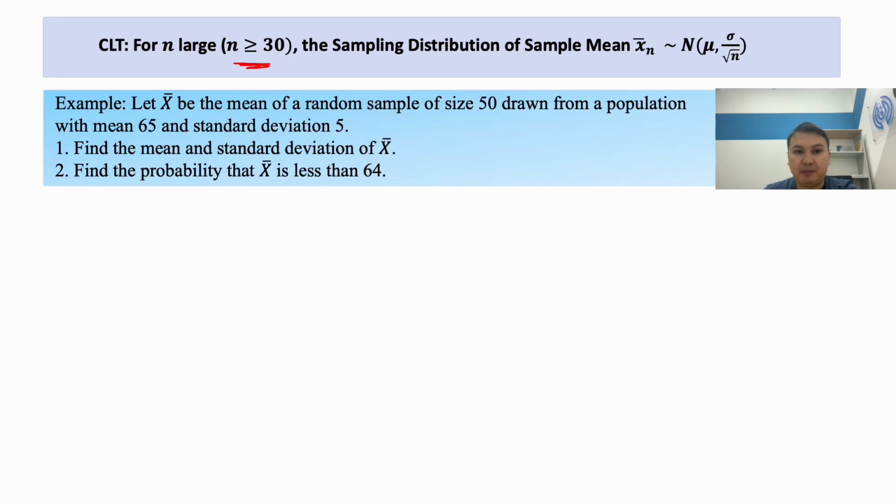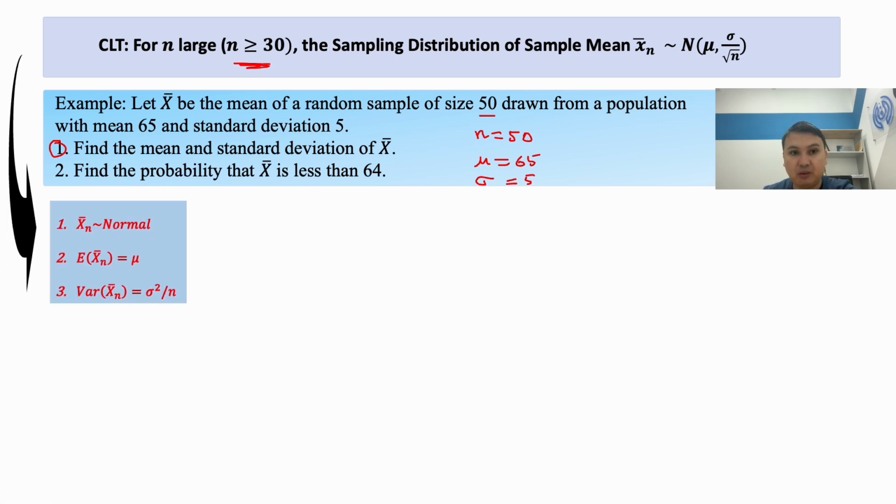I have x bar, the mean of a random sample of size 50. So n is equal to 50, with population mean 65, and population standard deviation 5. Now find the mean and standard deviation of x bar.